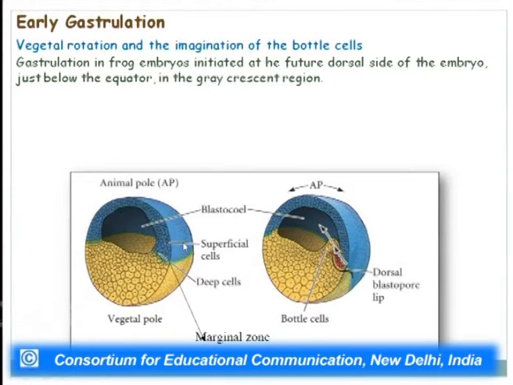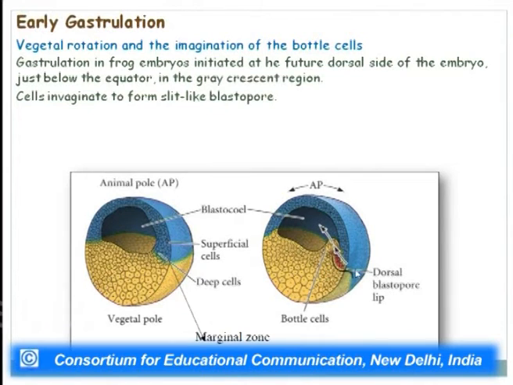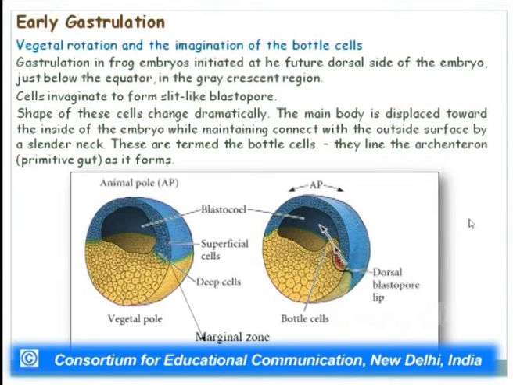We already know that the superficial layers have a different fate than the deeper layers, and this is termed the marginal zone. So, the gastrulation actually starts at the future dorsal side of the embryo just below the equator in this gray crescent region. The cells invaginate to form a slit-like blastopore. You can see that the cells have invaginated and form a slit-like blastopore, or an opening, and this is formed because the shape of the cells changes dramatically.